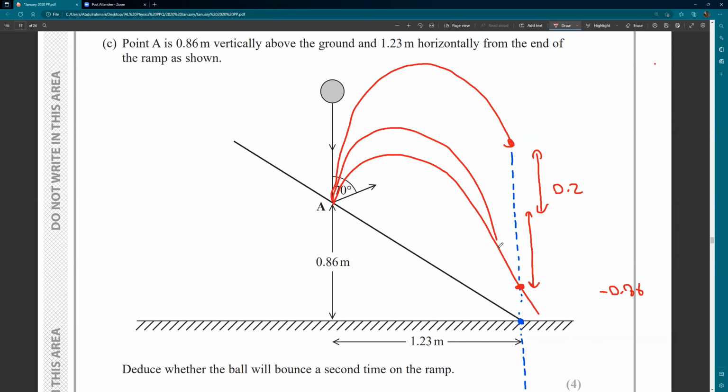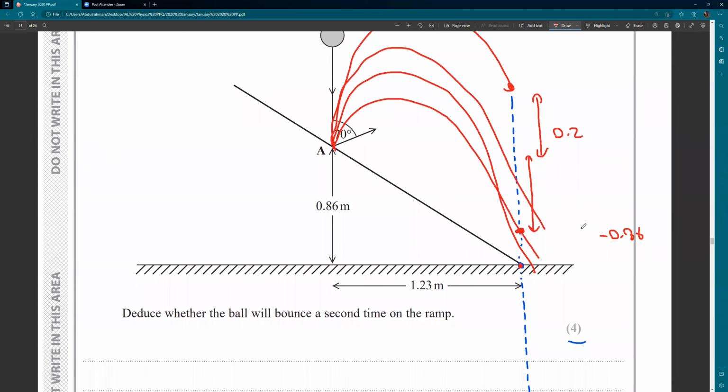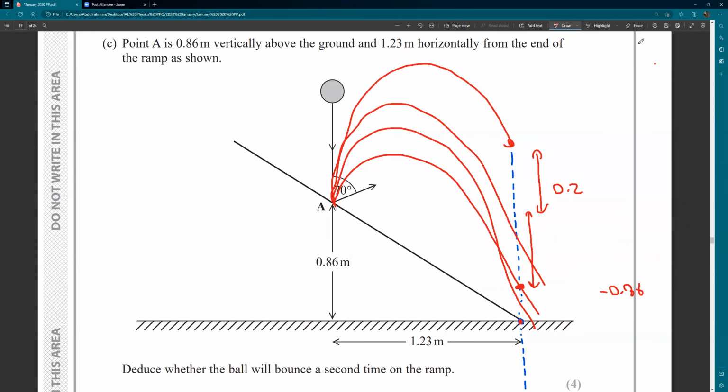Or anything really where it goes above this point, so a higher displacement than minus 0.86, would have told you that it would not have bounced a second time.